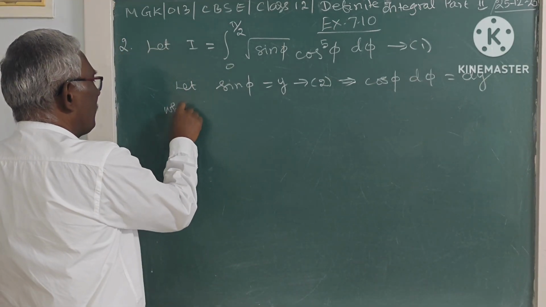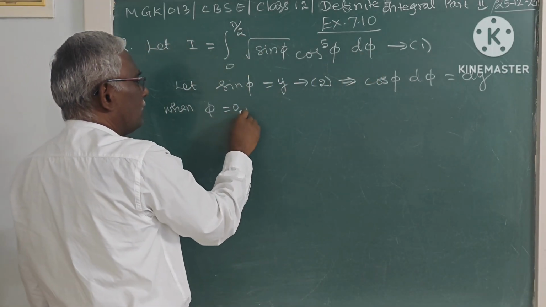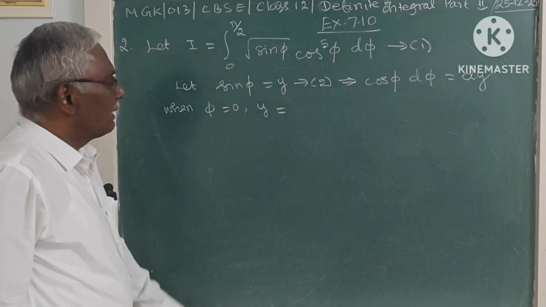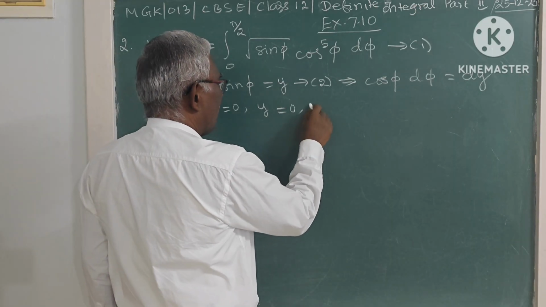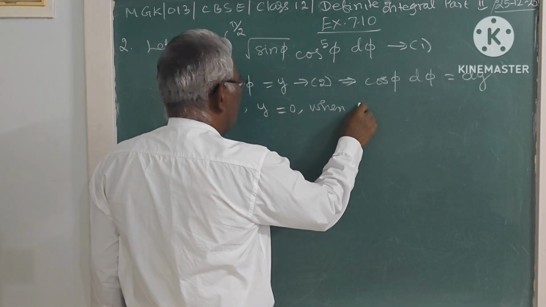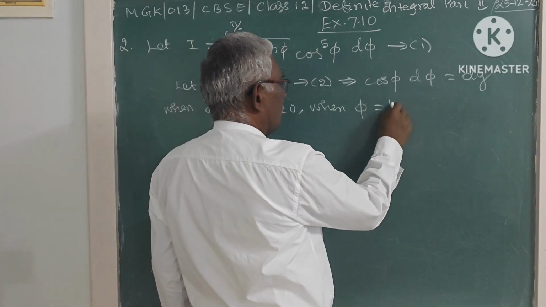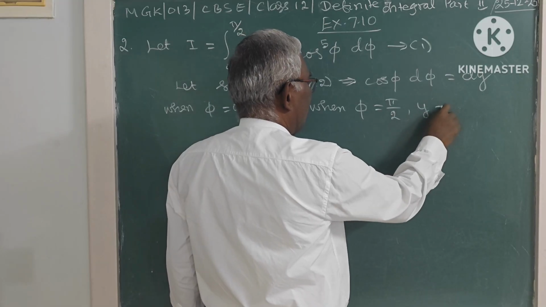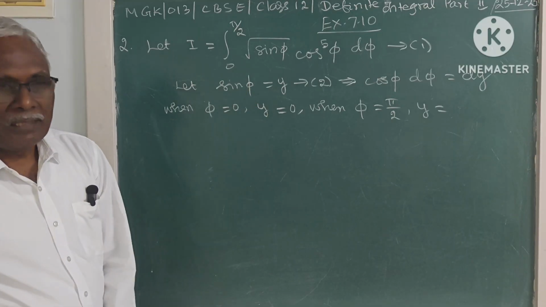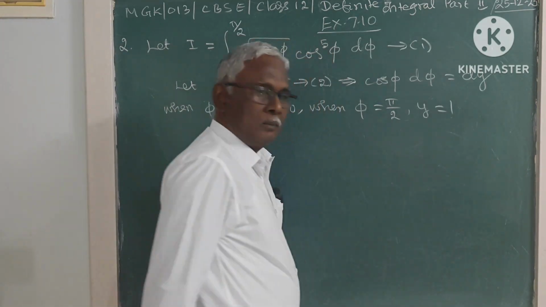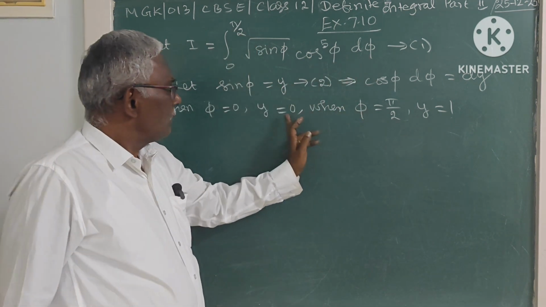When phi varies from 0 to pi by 2, so when phi is equal to 0, what is the value of y we are getting? Y is sine 0, that is nothing but 0. When phi is equal to pi by 2, y is equal to sine 90 degrees. Sine 90 is 1. That means when phi varies from 0 to pi by 2, y varies from 0 to 1.